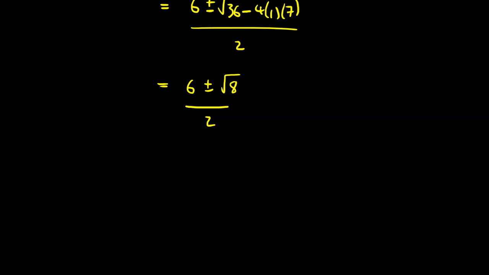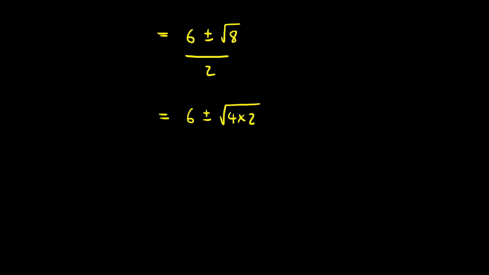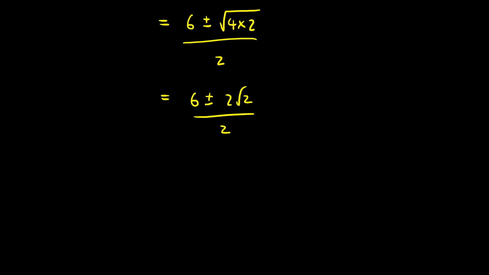And we can simplify this. I'll just do this in long steps for those who are not sure. How do we simplify a surd? Well, I'm going to write it as the square root of 4 times 2, right? Because 8 is 4 times 2. And the square root of 4 is 2. So I can rewrite this as 6 plus or minus 2 root 2 upon 2. And therefore, if I divide this, I'm going to get 3 plus or minus root 2.